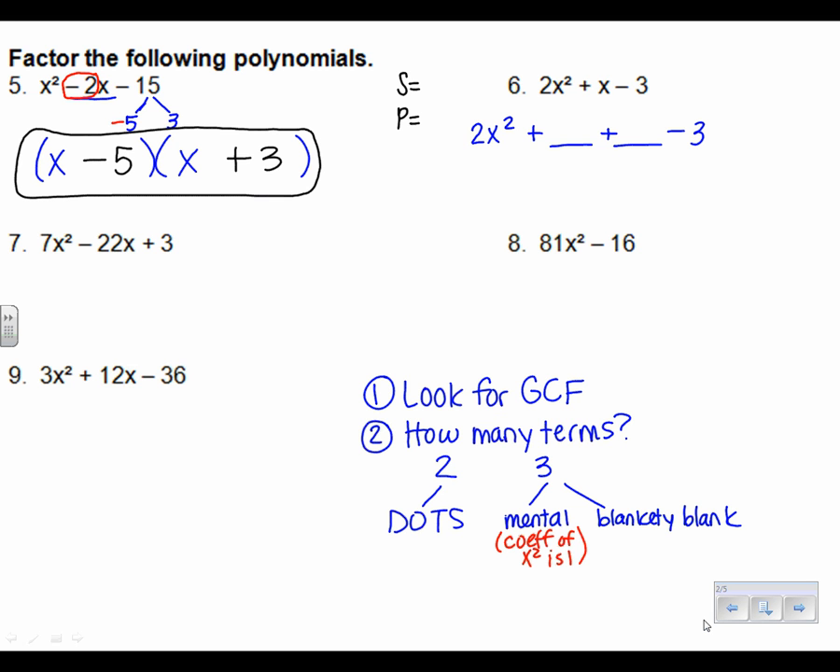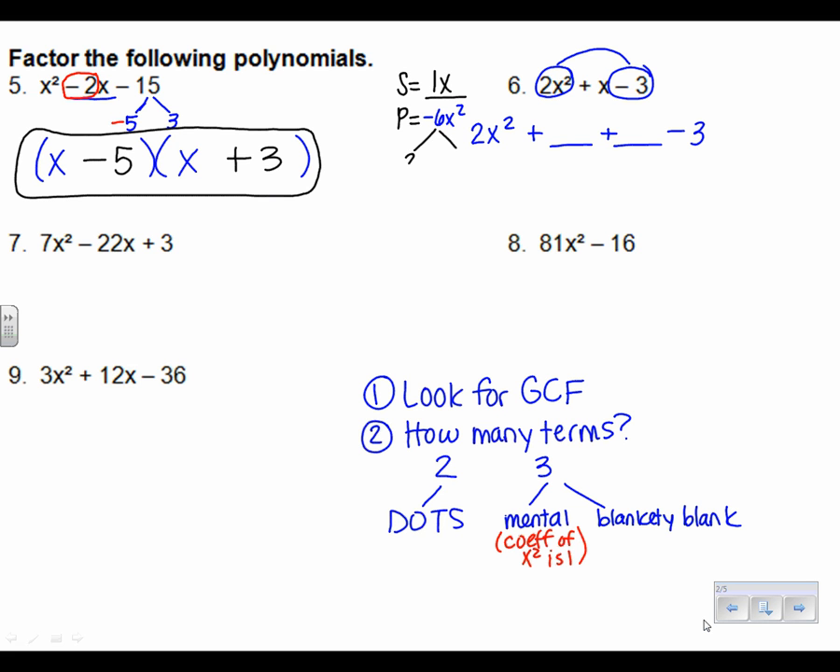The sum always comes from this middle term, which is a positive x, so I need to add to a positive 1x. And the product comes from multiplying the first term times the last term. 2x squared times negative 3 is a negative 6x squared. So I need to come up with 2 numbers that multiply to negative 6 and add to 1.